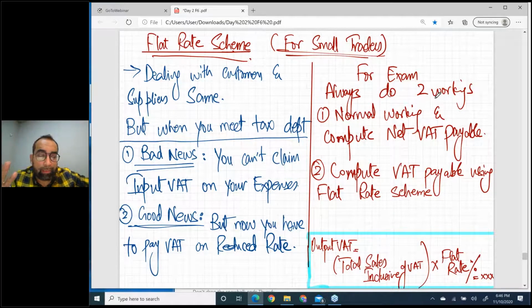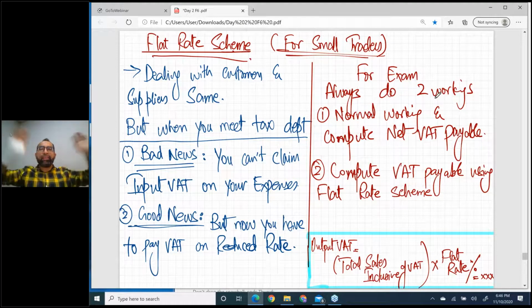Now let me explain this scheme in a different way. Look at my video, not just the screen, my face. If you join the flat rate scheme, your dealings with suppliers and customers will remain the same. What does it mean? When you buy goods, you will pay normal 20% VAT to suppliers, and when you sell the goods, you will collect normal 20% from customers. Don't forget this. This will come in your MCQ now. In past paper it will come.